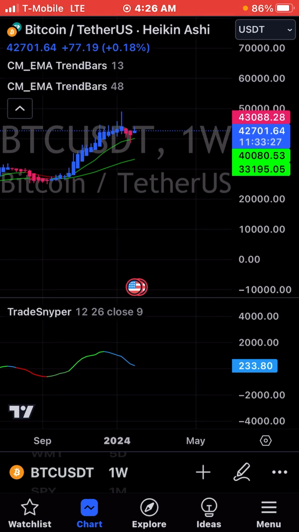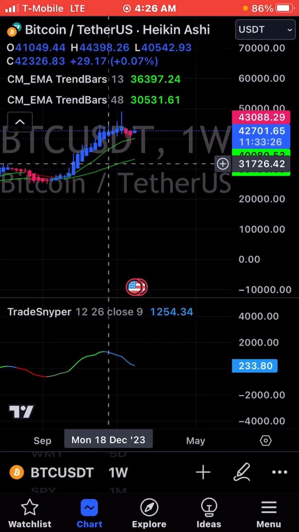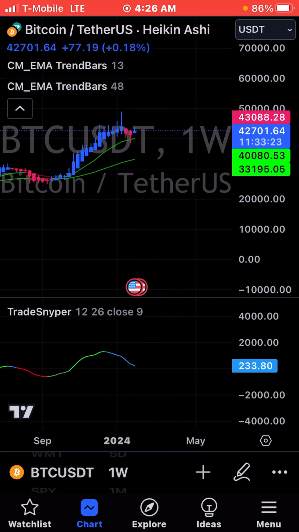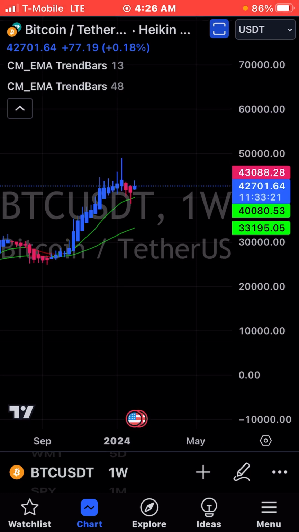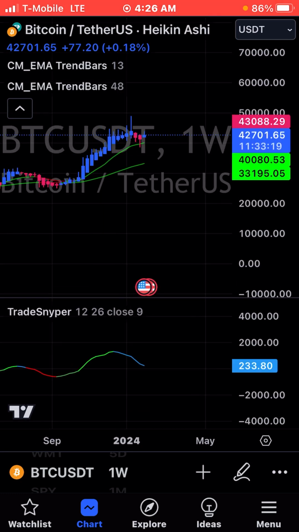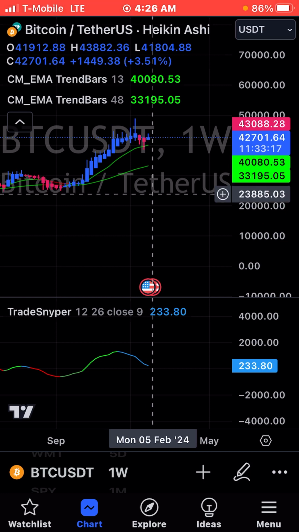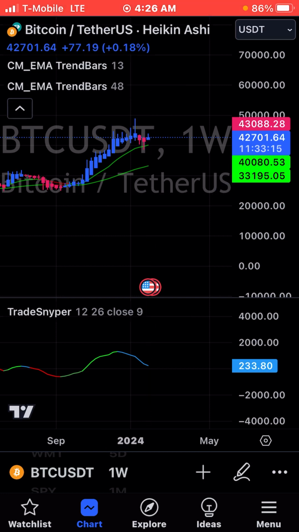Right now, what we can see from the current chart on the weekly, we can see that Bitcoin is cooling down, and it's probably going to be printing out a red line. It's going to start going red.